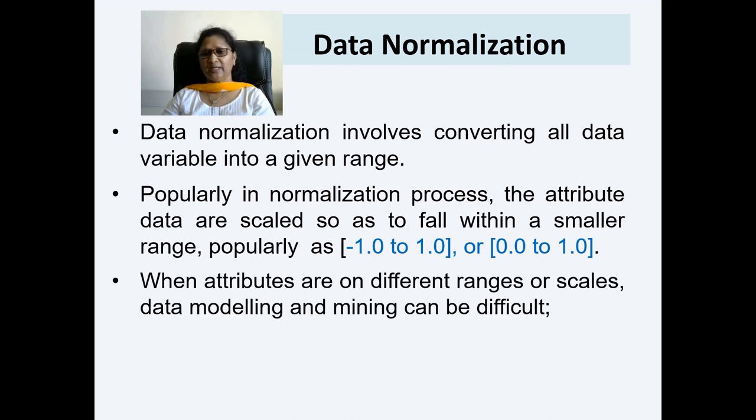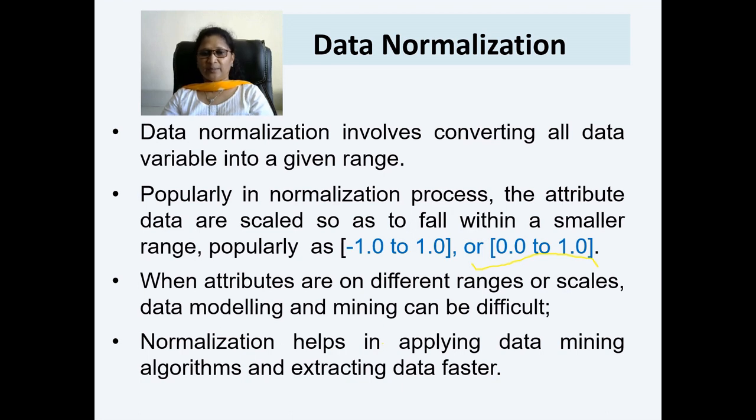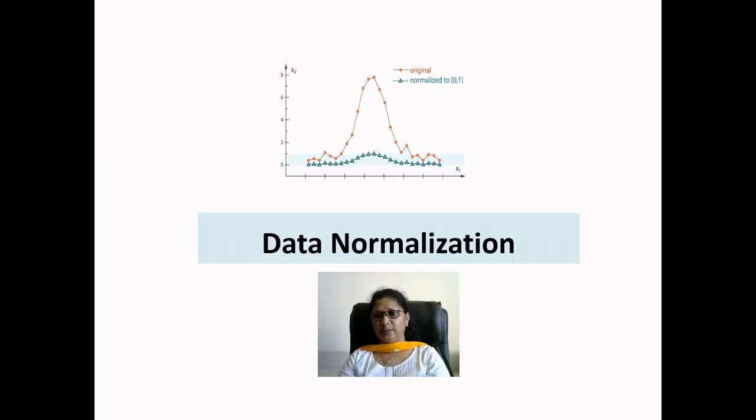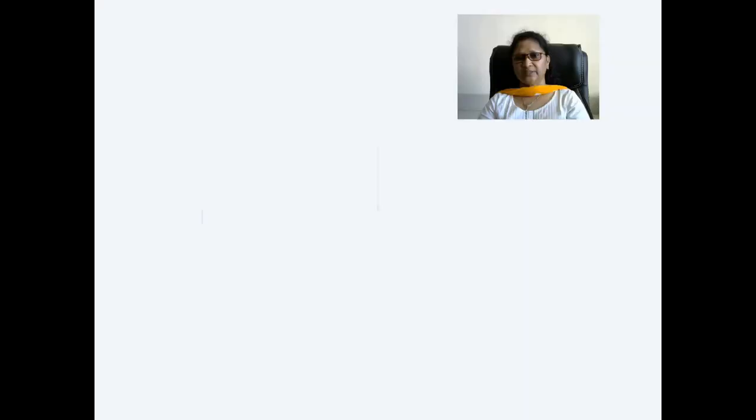And you will see that in literature, most of the time a range of 0 to 1 is selected. When attributes are in different ranges or scales, data modeling and mining becomes difficult. And to make the process easy and accurate, normalization is used. Normalization helps in applying data mining algorithms and extracting data in a much faster way. So let us learn data normalization.